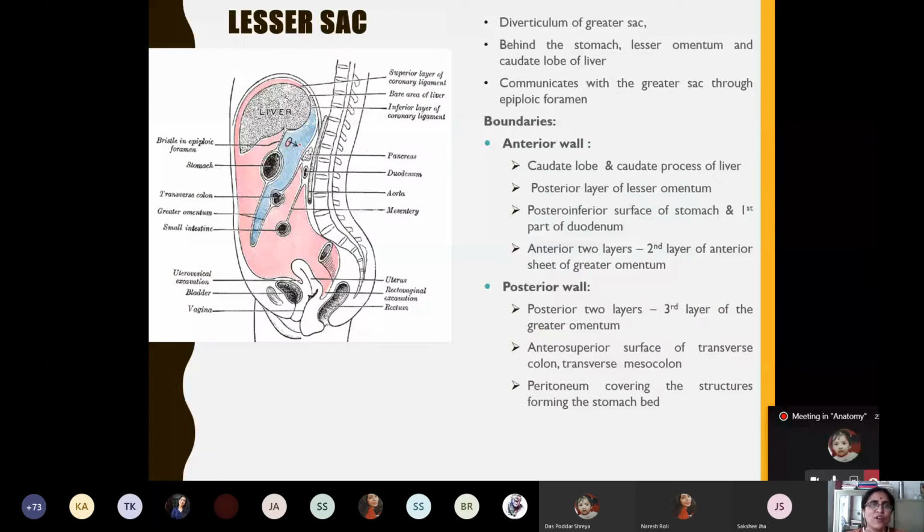Now lesser sac. My dear students, this blue color sac is known as the lesser sac. This is the lesser sac. The lesser sac is a diverticulum of the greater sac. It lies behind the stomach. Here you can see. And what is this?